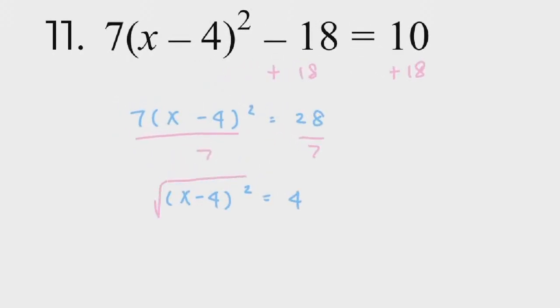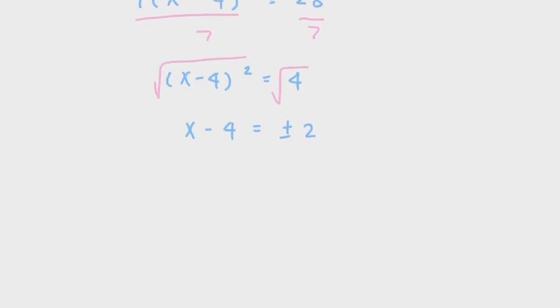And then we're going to square root both sides. So square root of 4 is going to equal plus or minus 2. And then here's where you'll want to split this into two equations. So x minus 4 equals 2 and x minus 4 equals negative 2. Then to solve for x, we're going to add 4 in both equations. So we get x equals 6 and x equals 2.